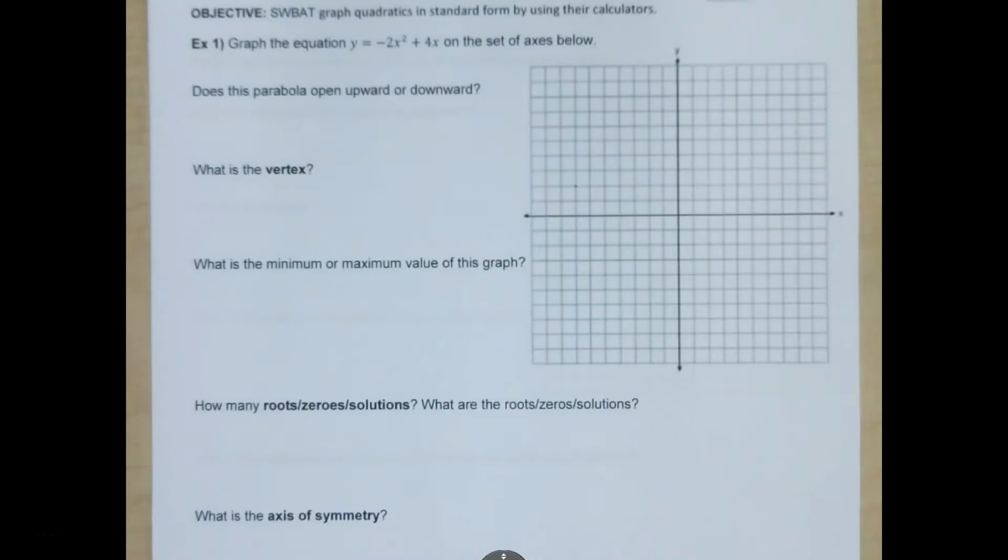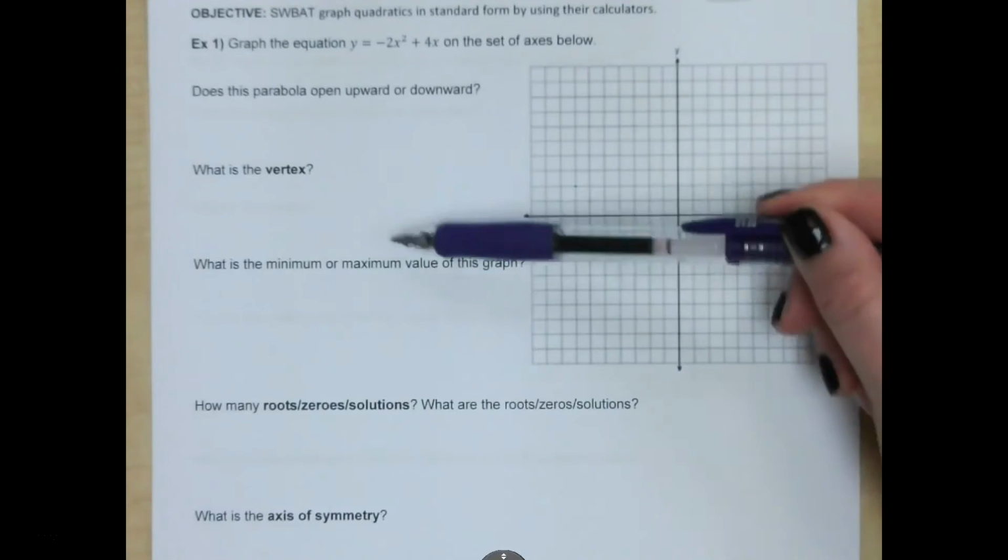All right, as we look at example 1, it says graph the function y equals negative 2x squared plus 4x on the set of axes below. All right, let's do that first so then we can eventually answer these questions on the side.